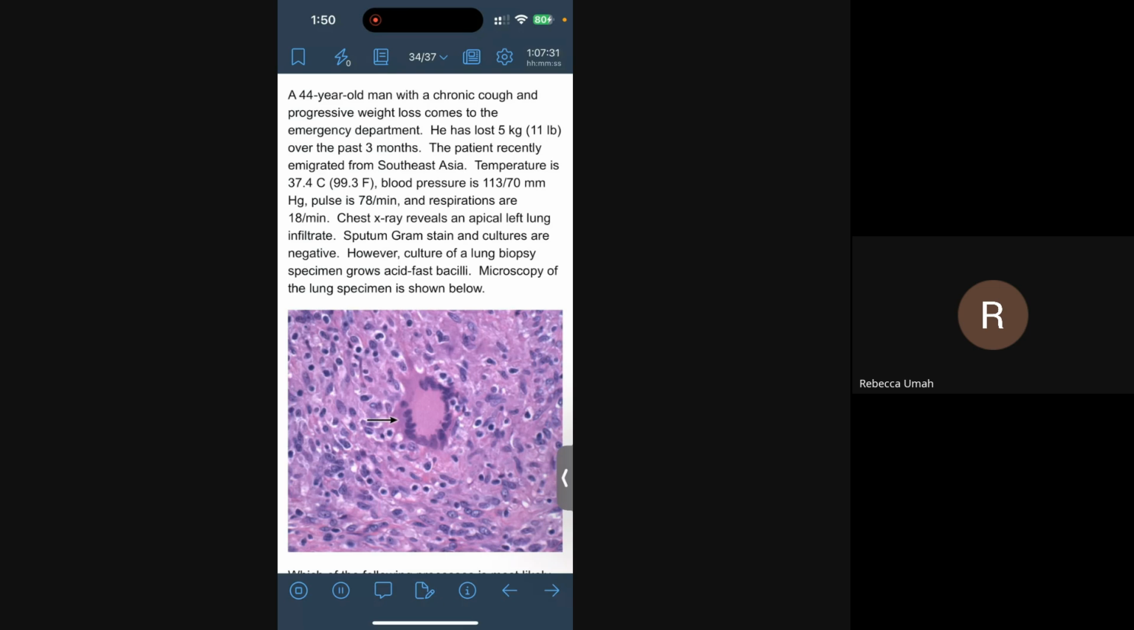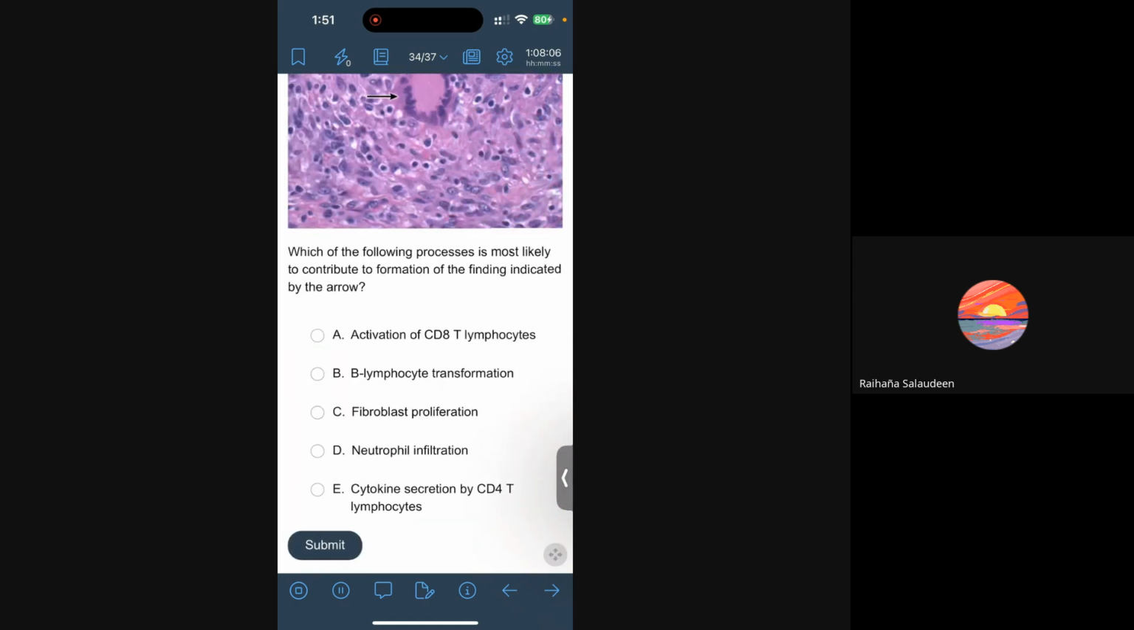Okay, so on the histology, what are you seeing? Like a granuloma. Is it a granuloma or a caseating granuloma? Giant cells. It is an epithelioid, multinucleated giant cell, right? What is involved in a multinucleated giant cell? Macrophages are involved.